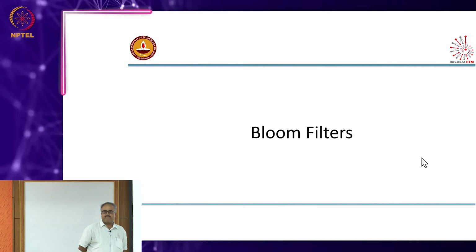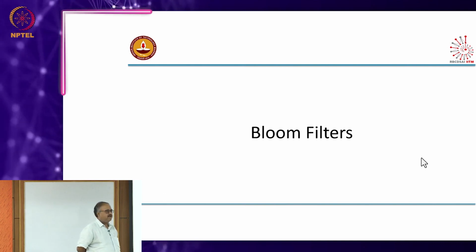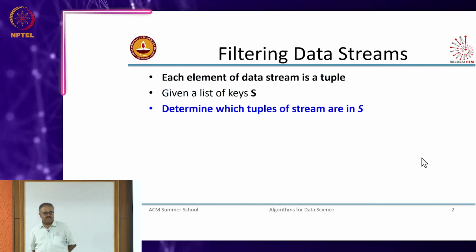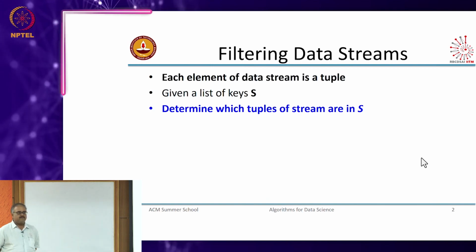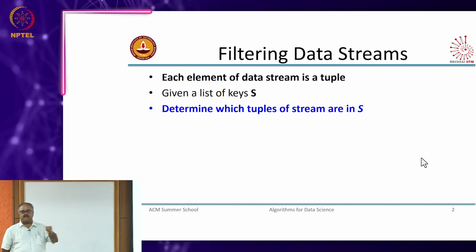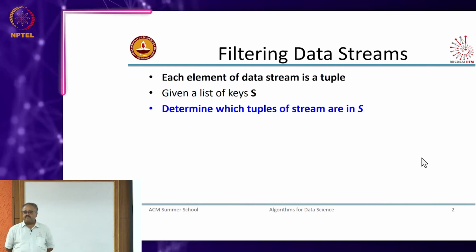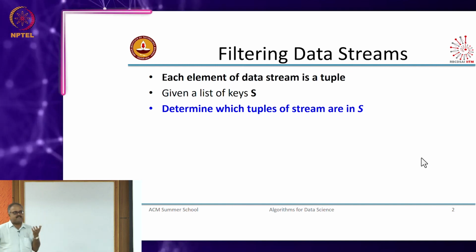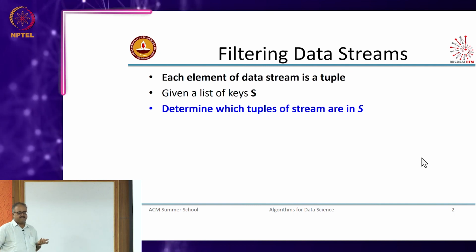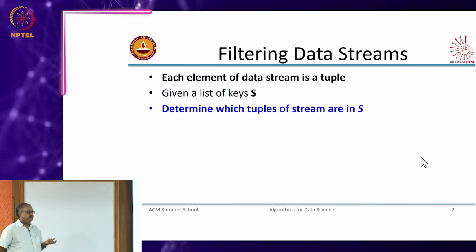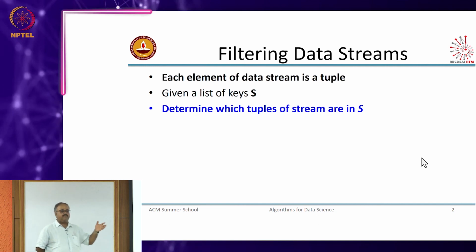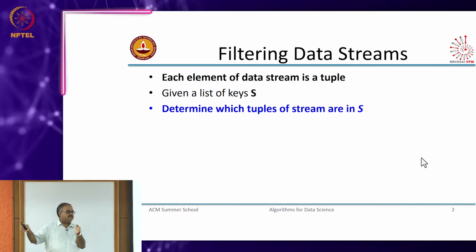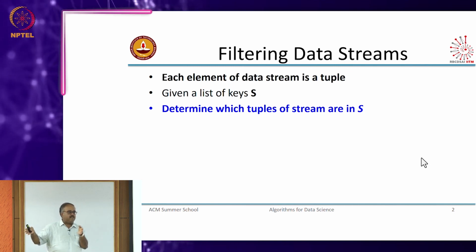That all of you have been exploring quite a bit now, right? So the idea here is that we are going to be filtering data streams. We're going to assume that each element that comes in the stream is some kind of a tuple, and each tuple has a key, right? And I give you a set of keys or a list of keys. Okay. So as the elements are coming in the stream, I should only pass those elements that are there in the set.